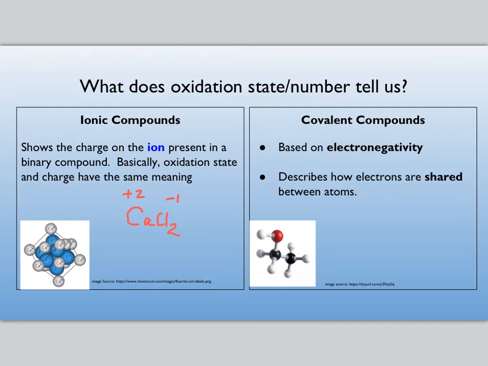Those are oxidation states. In covalent compounds, oxidation state is based on electronegativity and it describes how electrons are shared between atoms. In CO2, a covalent compound, oxygen is assigned an oxidation state of negative 2 while the carbon is assigned an oxidation state of positive 4. It's not an ion charge, it's just an assigned oxidation state. But this tells us, because the oxygen is more negative, that electrons are pulled more towards the oxygen in this compound.